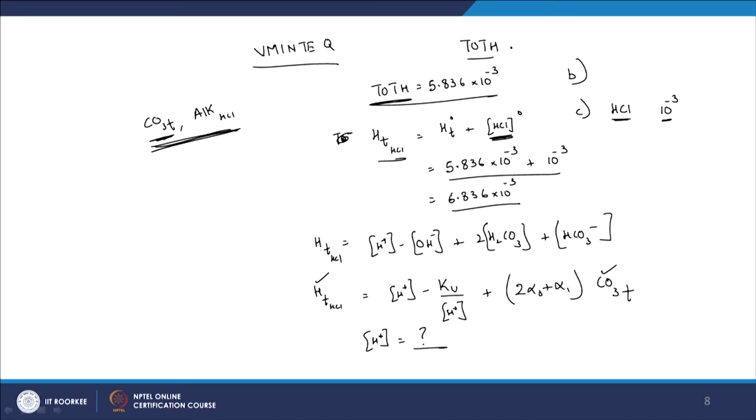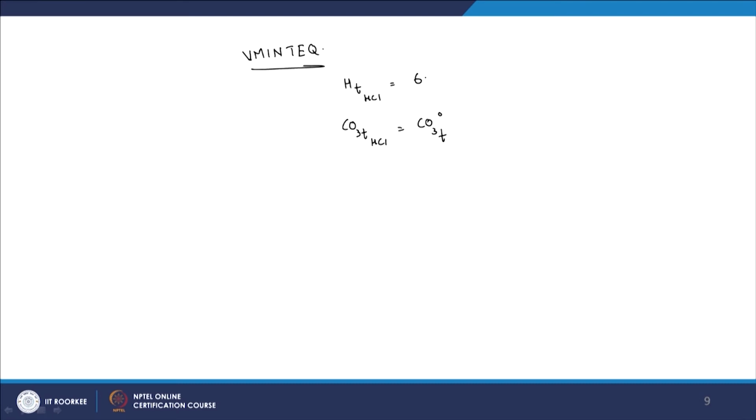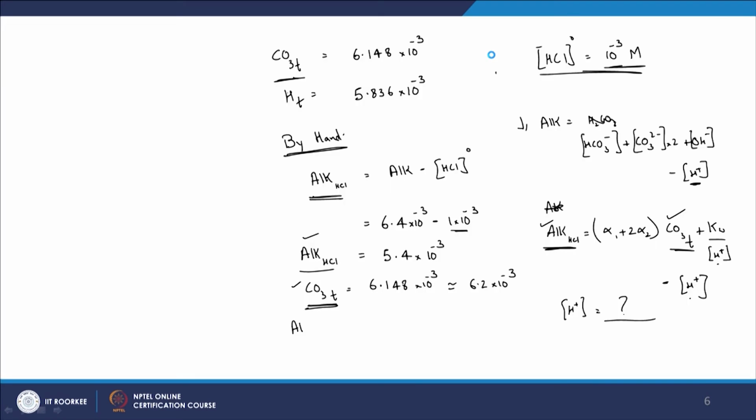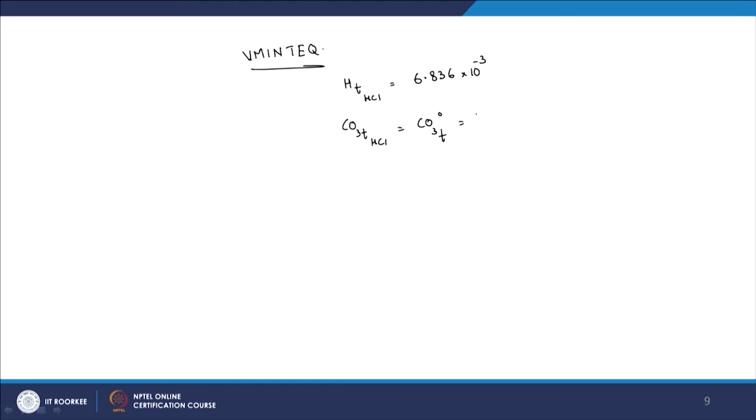H total after HCl addition was equal to 6.836 into 10 power minus 3, right. And what was the CO3 total value? Did we calculate that somewhere? CO3 total was 6.148 into 10 power minus 3, right.